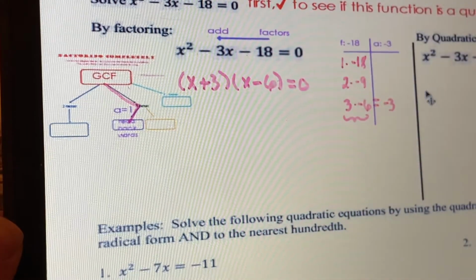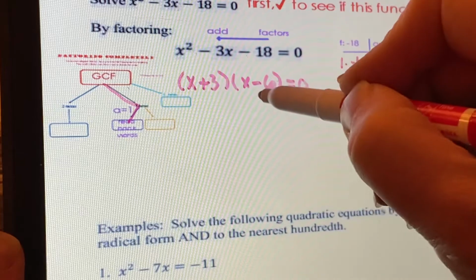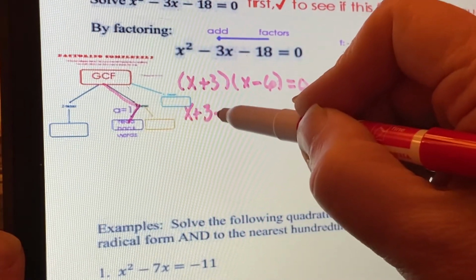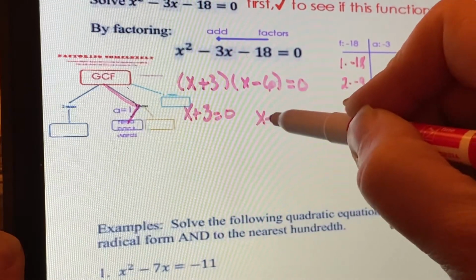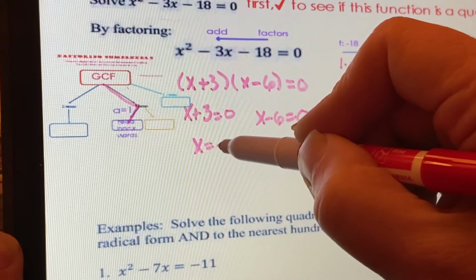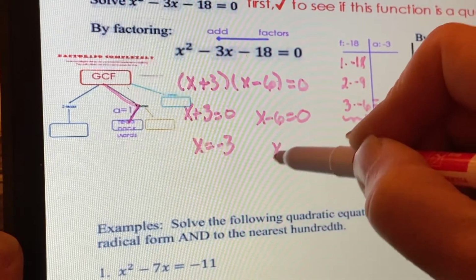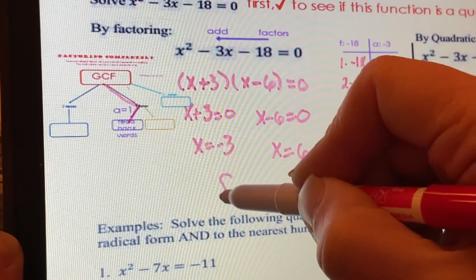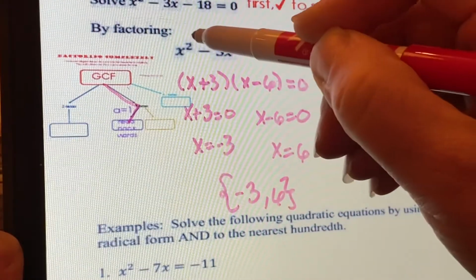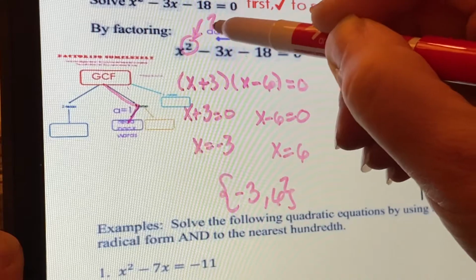That was a common mistake on your test. We're going to take each of these now, set them each equal to 0, so x plus 3 equals 0, x minus 6 equals 0. Get your x alone, negative 3, get this x alone, we get 6. So solution set, negative 3, 6, which is good. We had a quadratic, so we better get 2 solutions.